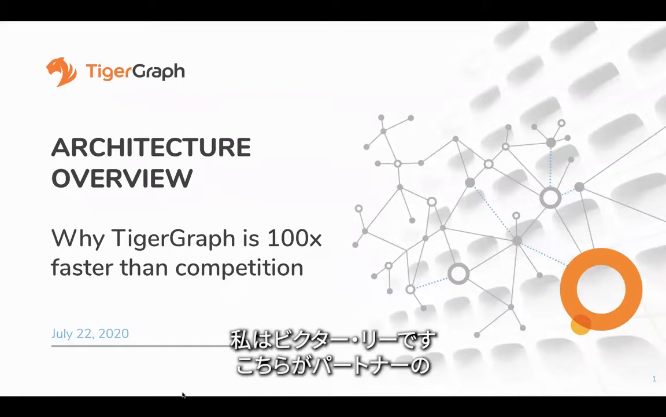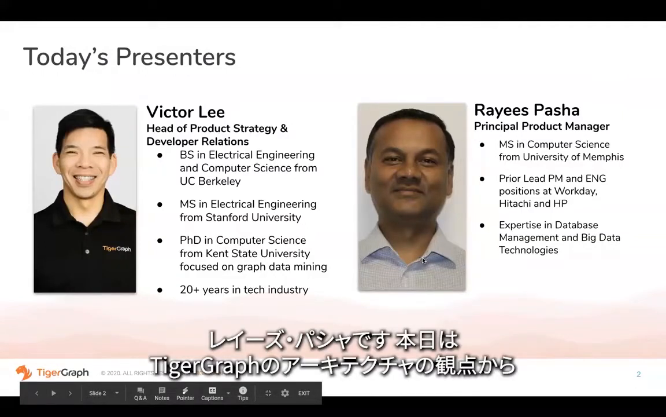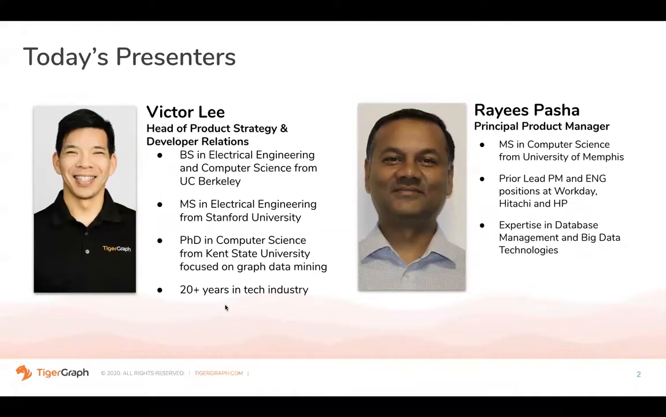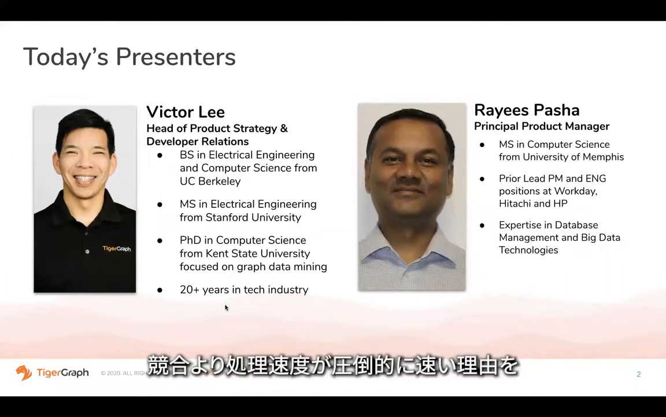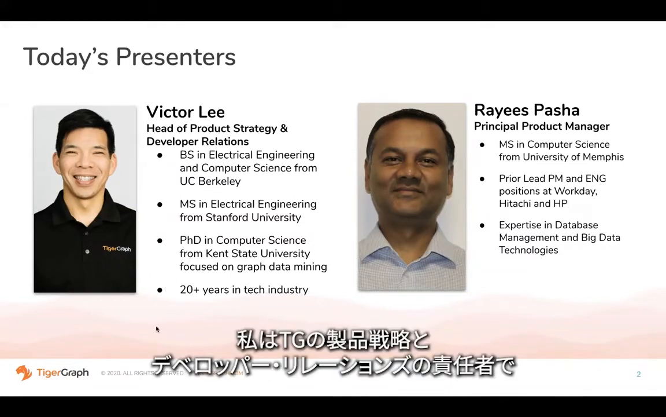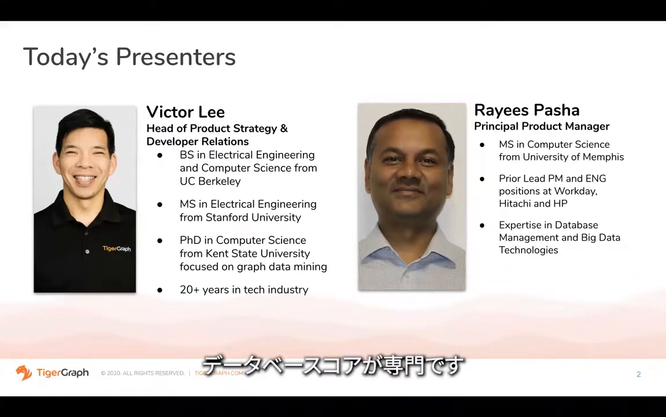So this is Victor Lee, and with me is my partner, Reyes Pasha, and we're here today to talk to you about why TigerGraph is much faster than the competition from an architectural standpoint, and give you some insight into the architecture. I'm the head of product strategy and developer relations at TigerGraph, and Reyes works with me as a principal product manager focusing on the database core.